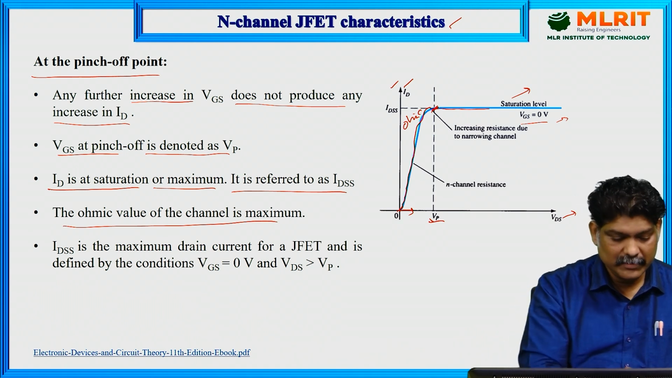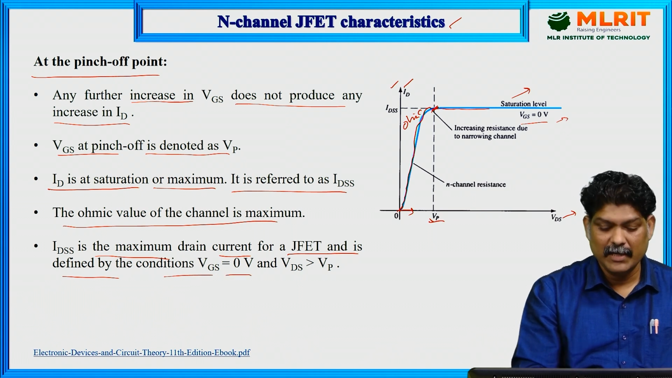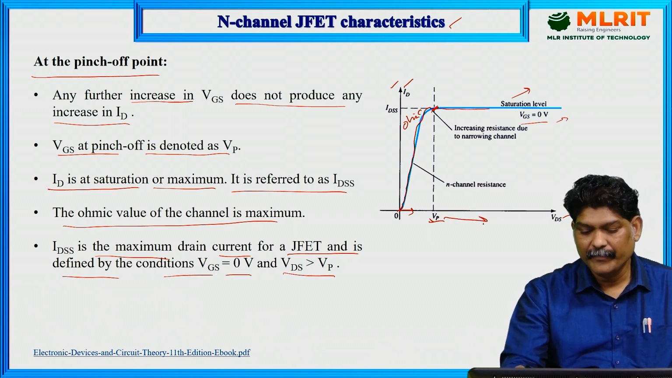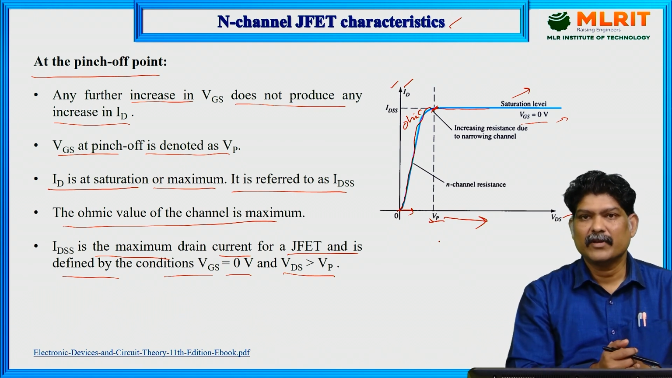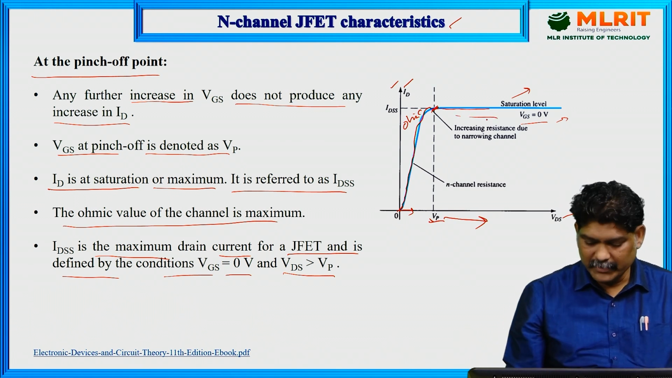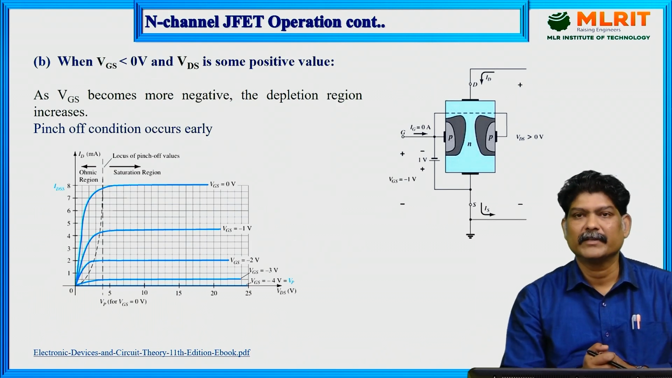IDSS is the maximum drain current for a JFET, and it is defined by the condition VGS equal to 0 volts and VDS greater than VP. So after VP, that is the pinch off voltage, the drain current is constant, right? Let us see the next one, N-channel JFET operation continued.